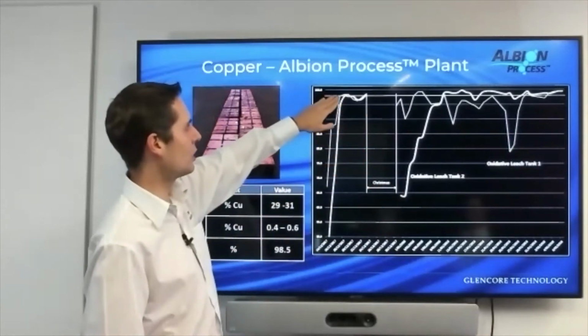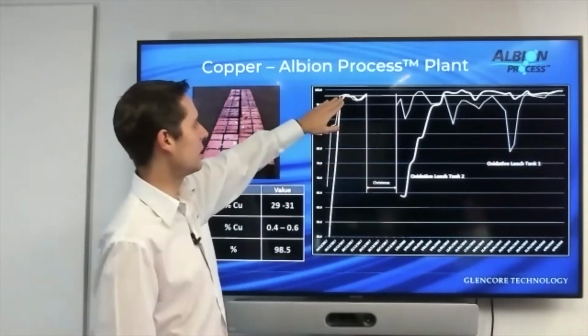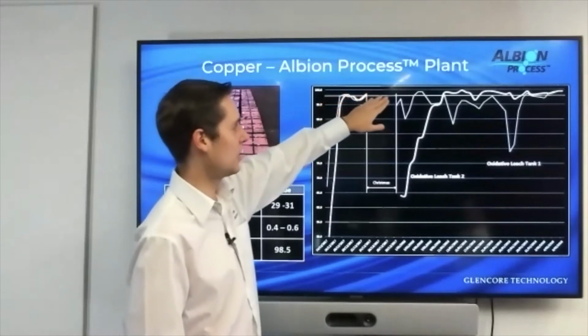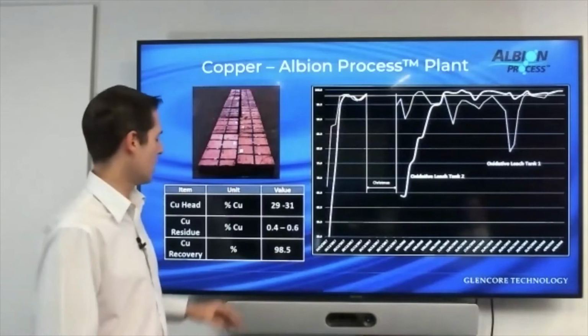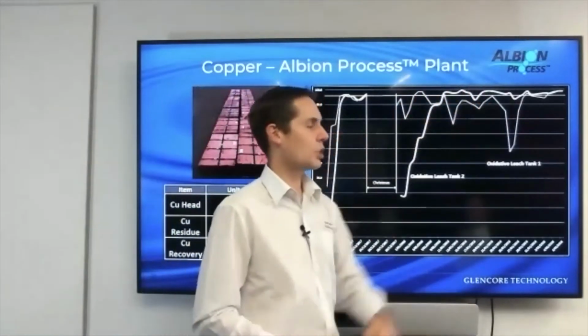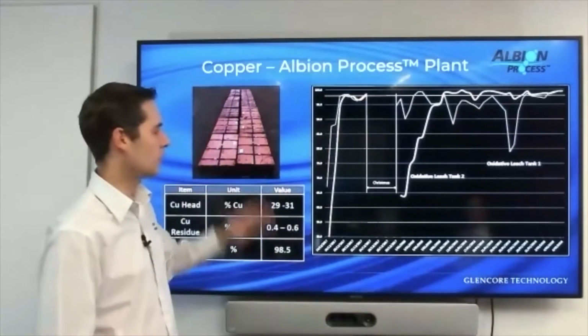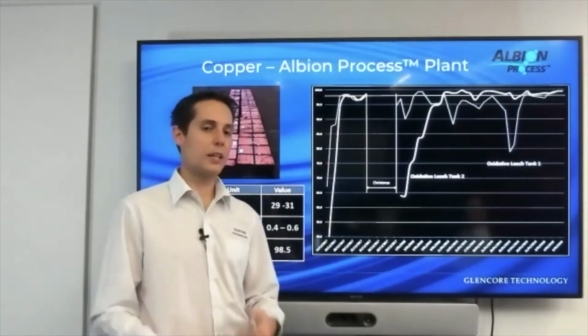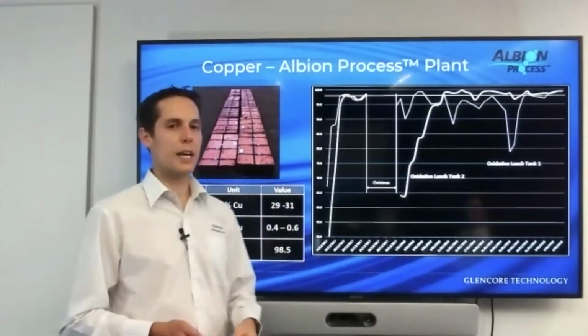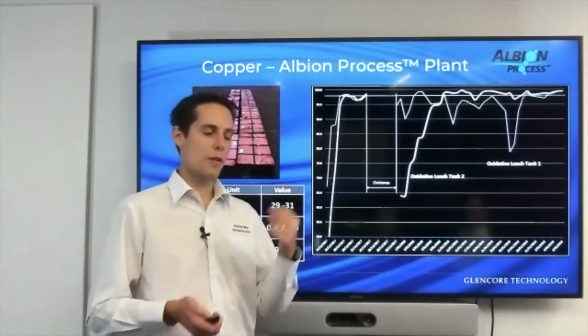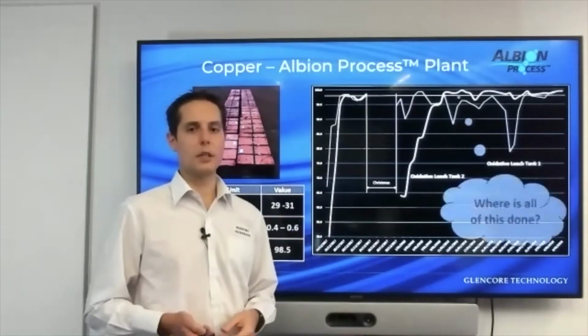And so this recovery that we see here is in the 97, 98+%, bordering on an average of 98.5% during this period of operation, where you can see the Albion process was able to make the final metal product for this plant, reutilizing all of their existing infrastructure to do that and make this operation viable and profitable again.